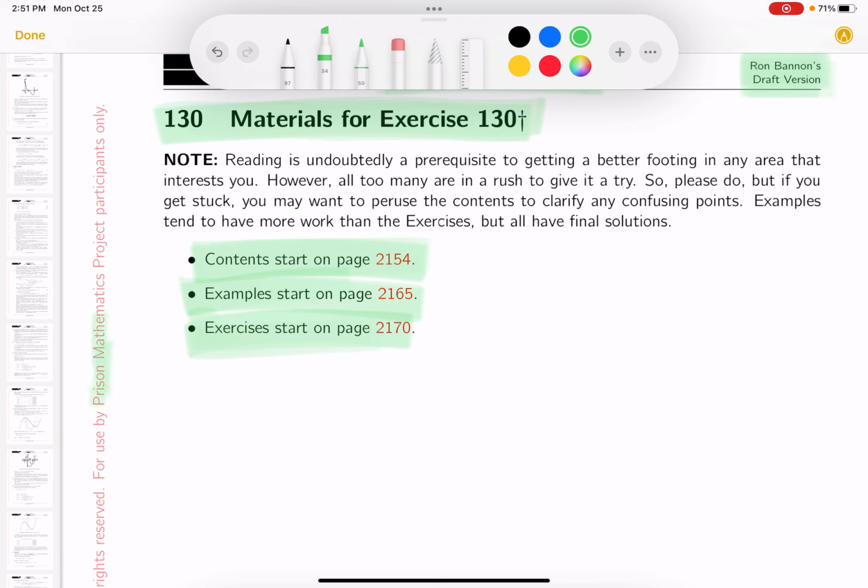This PDF that you're looking at now was being made available to the participants in the Prison Mathematics Project. I realize there may be people out there, both teachers and students, interested in getting a copy of this document. It's not published yet, but it will be published. If you want to inquire more about that, reach out to me.